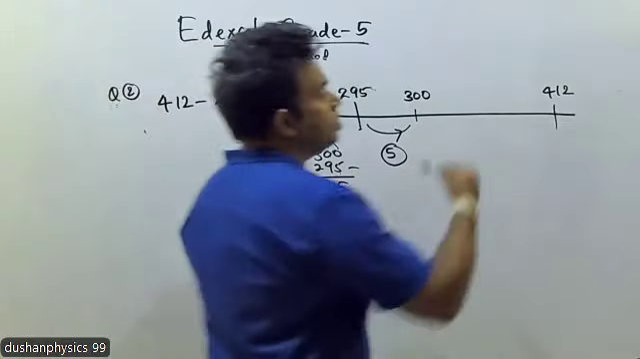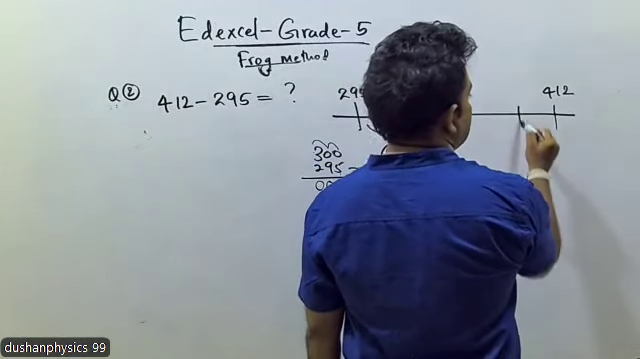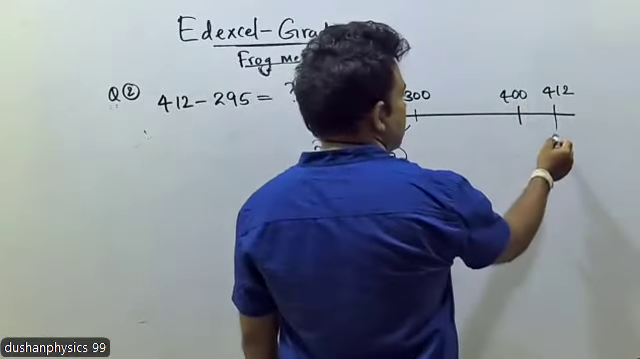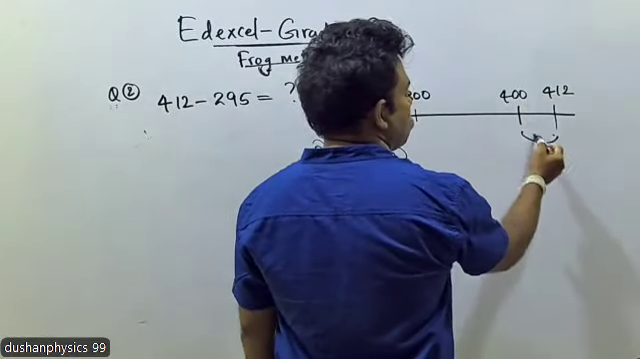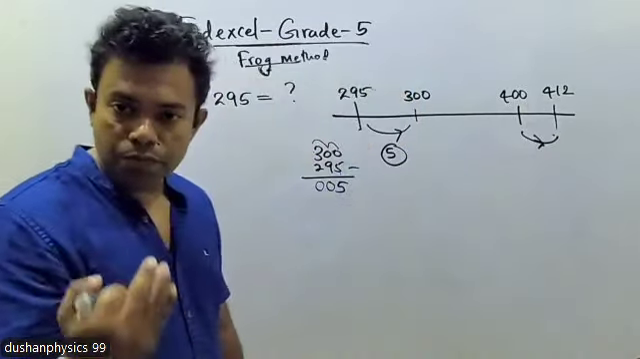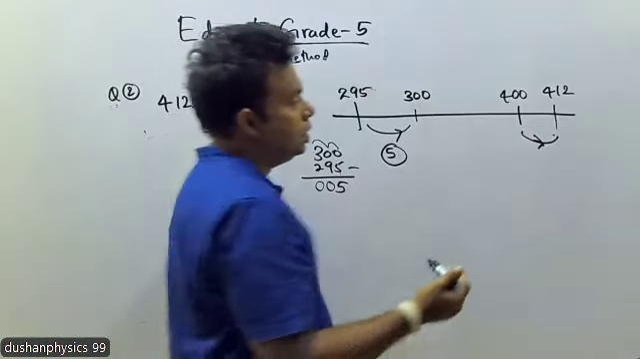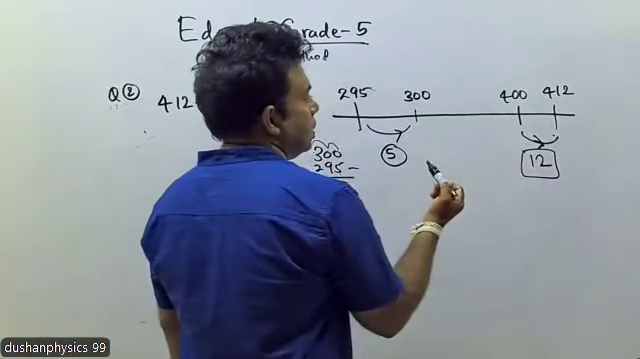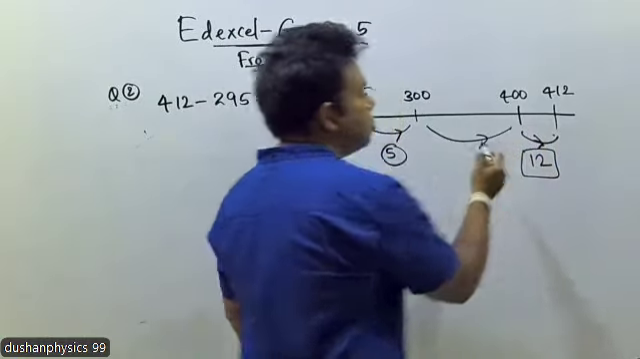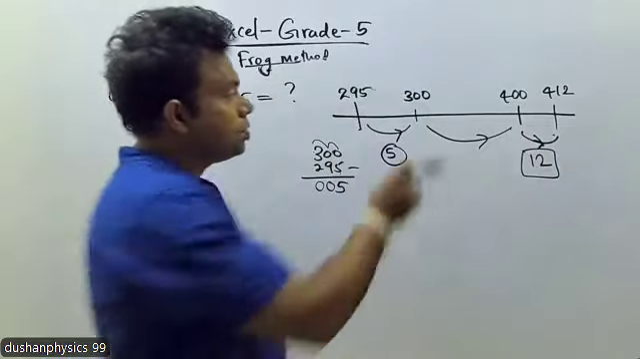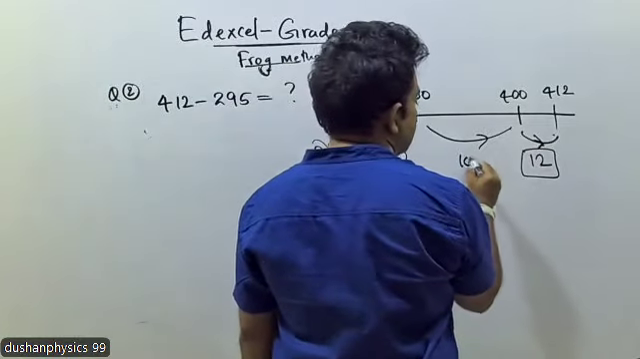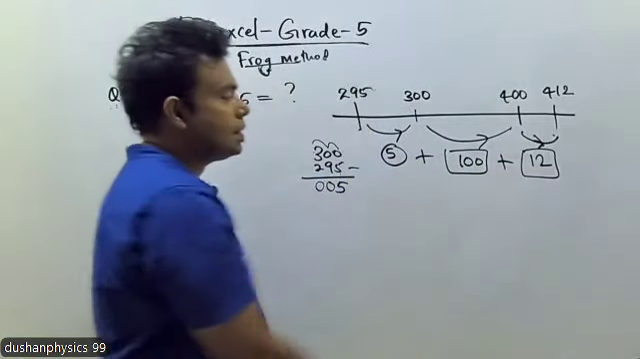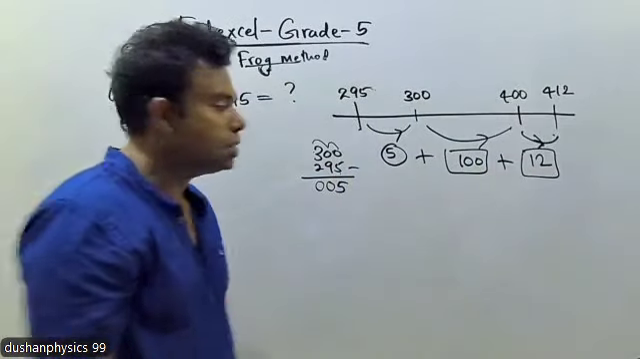Similarly, go to the right-hand side extreme and check what is the closest hundred. That value is 400. So obviously, what is the gap between 400 and 412? That value is 12. Finally, you can bridge these two numbers, 300 to 400. Obviously, there are hundreds. So what you have to do is add these three numbers together and get the final answer.